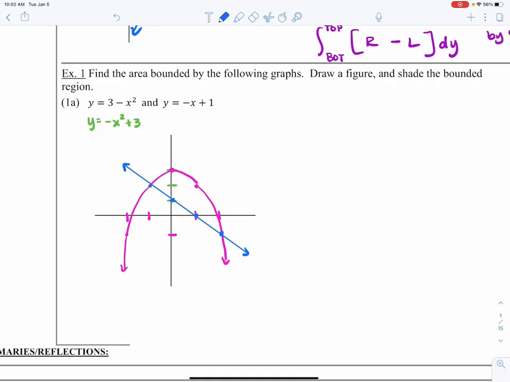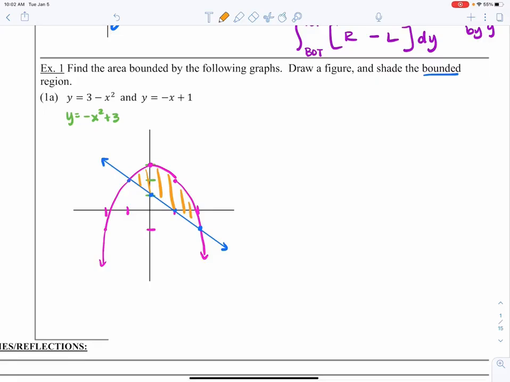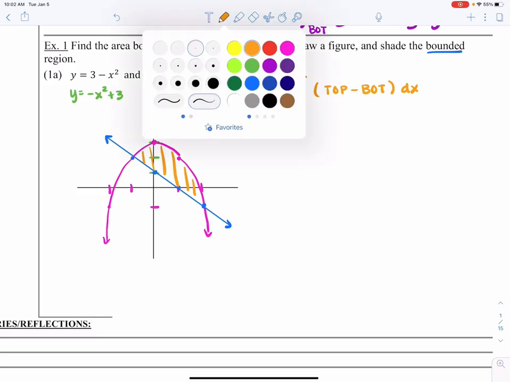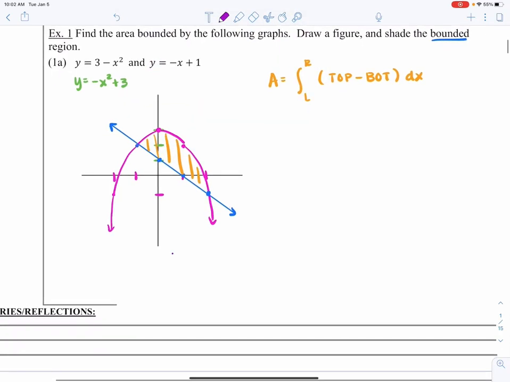Now we're interested in the area bounded by these two graphs. When we say bounded, it must be completely restricted by the two functions. So we're going to use the area formula that goes from left to right of top minus bottom, because there are clear top and bottom functions in this case. But I have to know what those left and right bounds are. Now, if you can't find those left and right bounds graphically, remember that you can always find intersections by setting the points equal to each other.